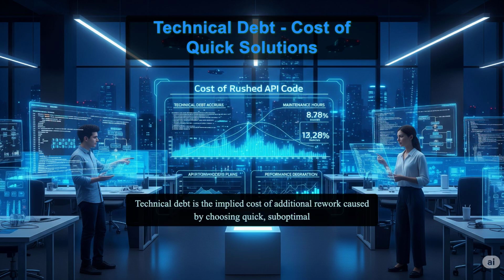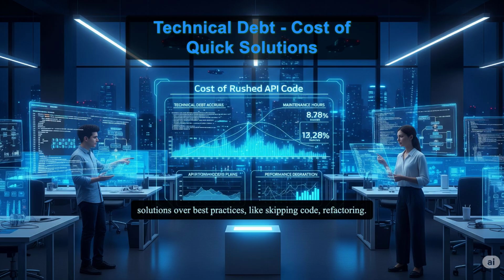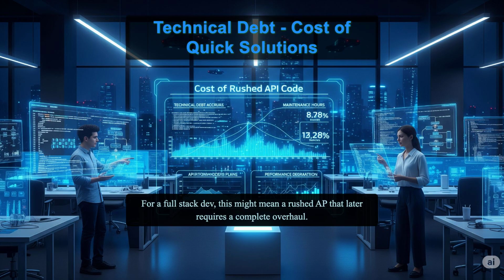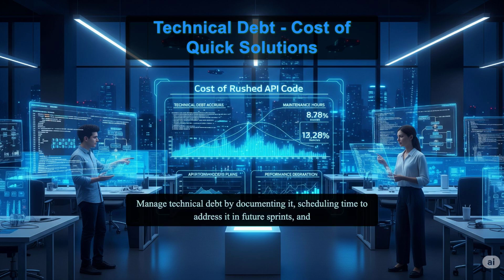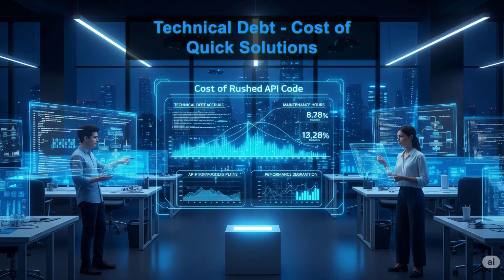Technical debt is the implied cost of additional rework caused by choosing quick, suboptimal solutions over best practices, like skipping code refactoring. For a full-stack dev, this might mean a rushed API that later requires a complete overhaul. Visualize a loan piling up interest. Manage technical debt by documenting it, scheduling time to address it in future sprints, and balancing speed with quality, ensuring long-term maintainability of your code base.